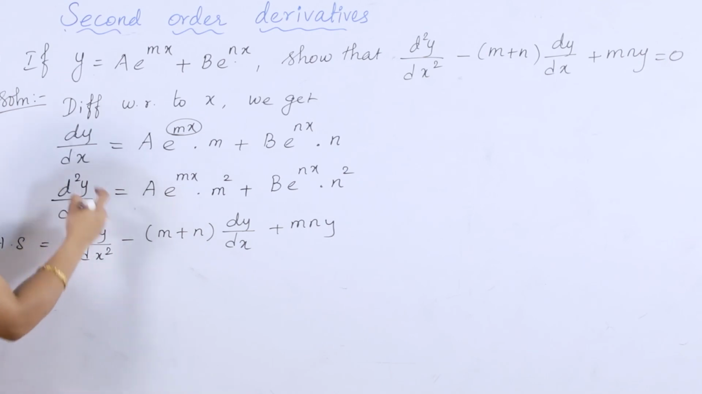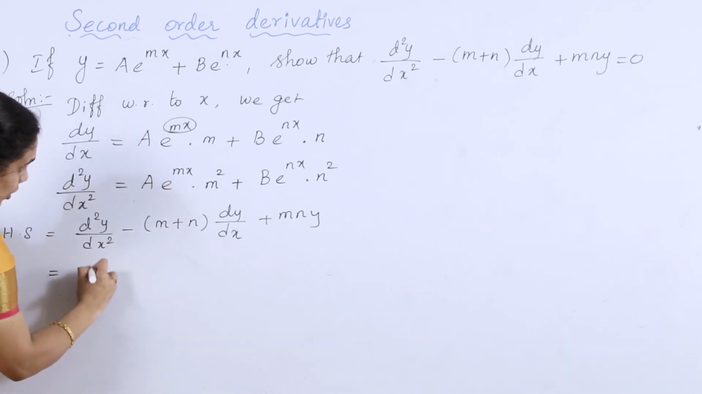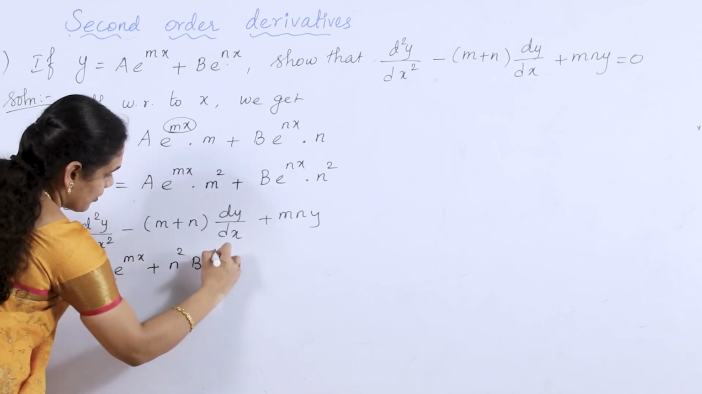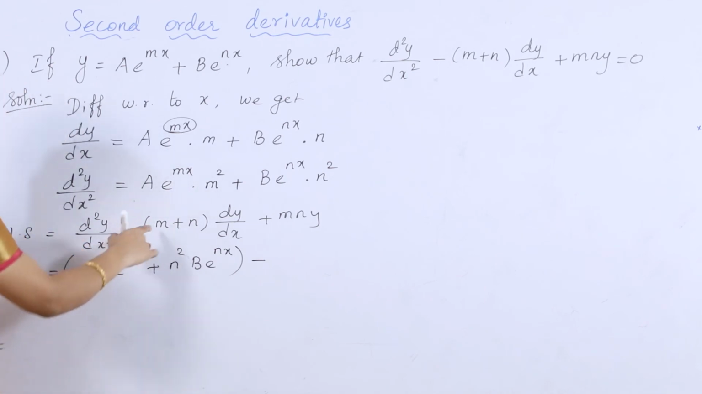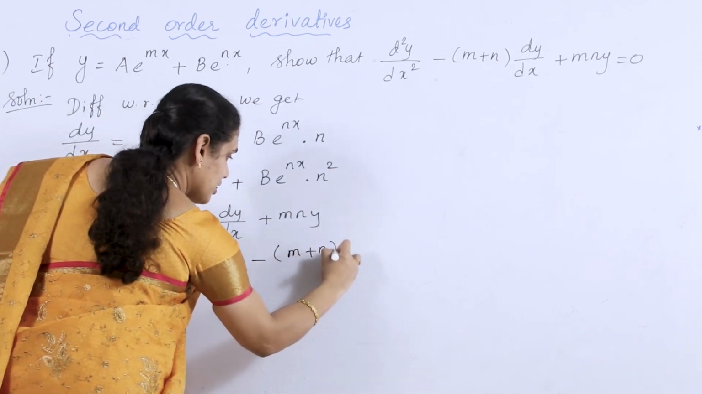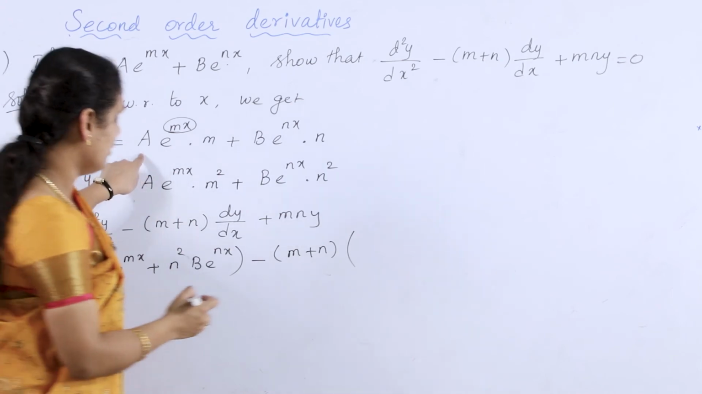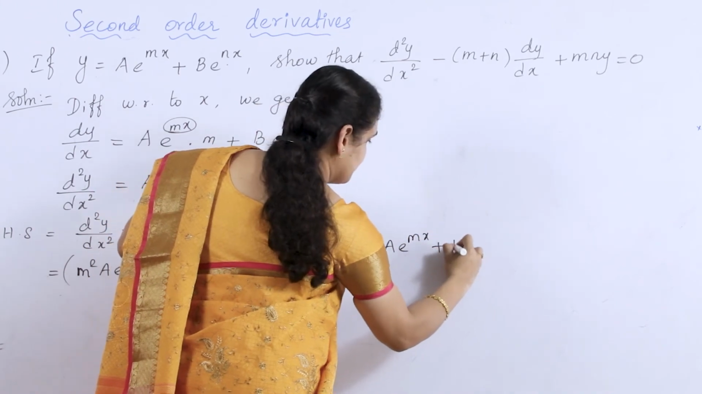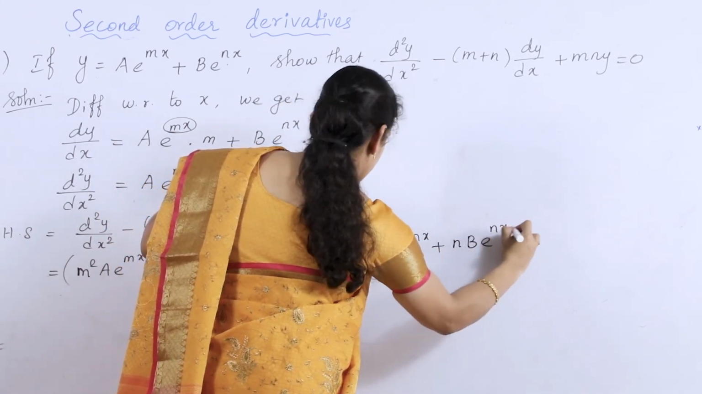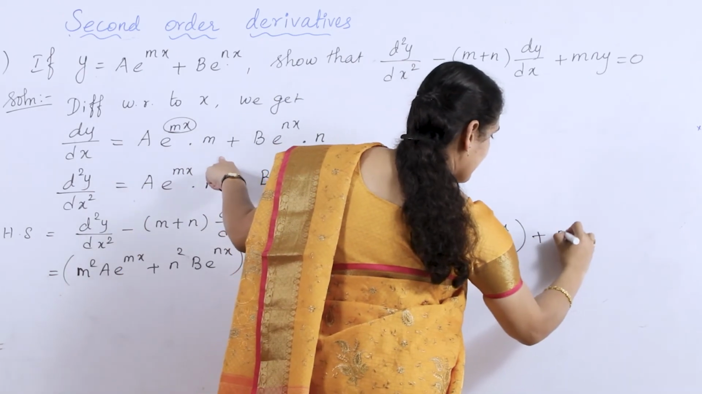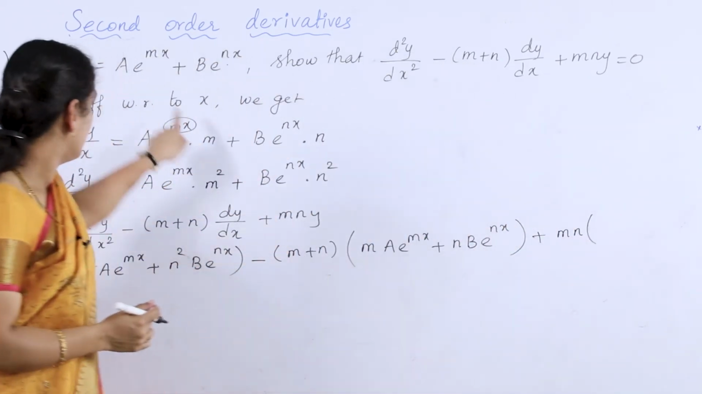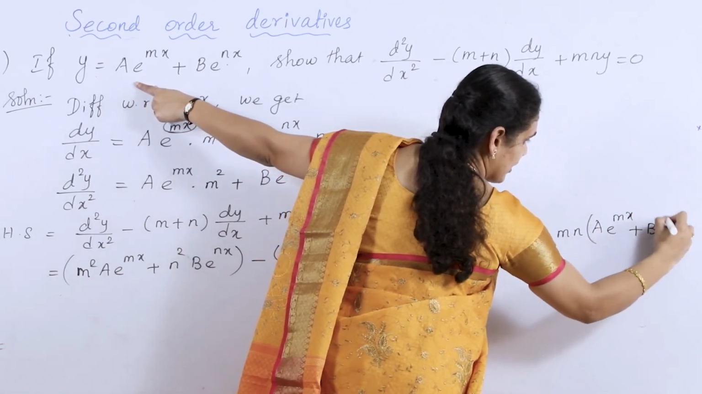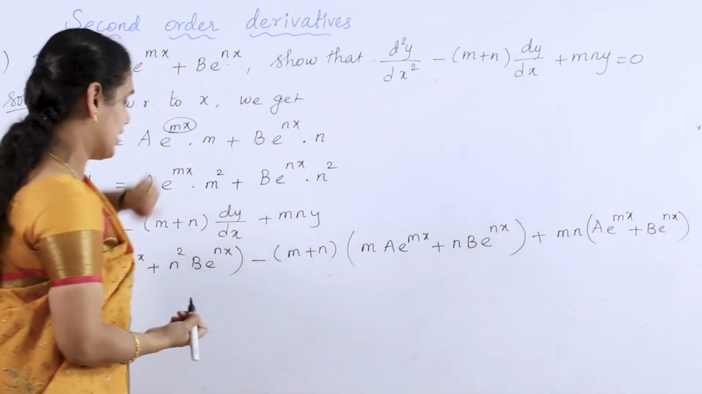Let us substitute these values, that is m square a e power mx plus n square b e to the power nx, minus m plus n into dy by dx. dy by dx is here, m a e power mx plus n b e to the power nx, plus mn into y. y is a e power mx plus b e power nx. If we simplify this, we get 0.